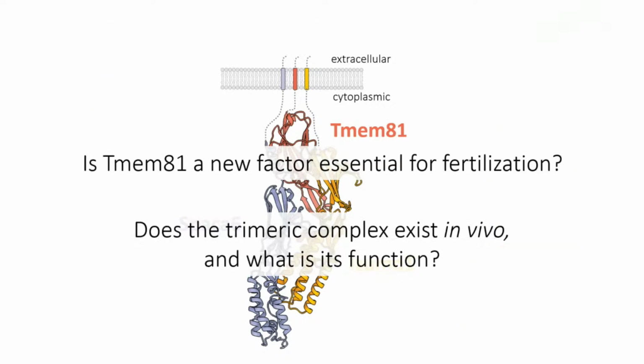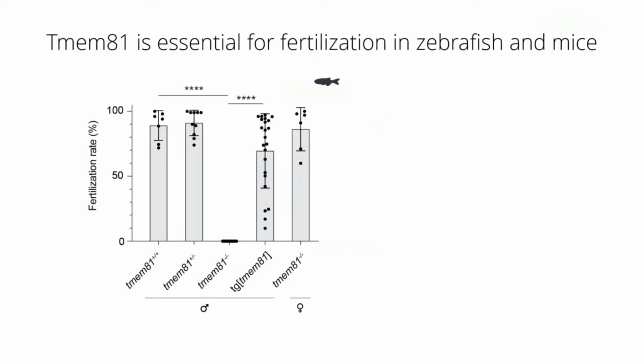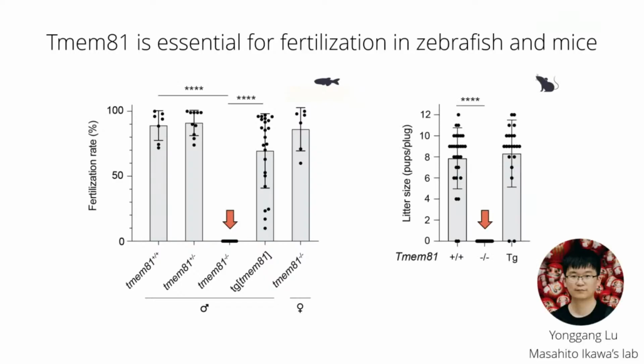So the immediate questions that came up from this were, of course, whether TMM81 is indeed a new essential factor for fertilization, and secondly, whether this trimeric complex indeed exists and what its function might be. The first is very simple. We generated a knockout in fish and realized that males are sterile, females are completely fine, exactly how we had predicted from a sperm-expressed transmembrane protein. Our collaborators in Japan, in Masahito Ikawa's lab, in particular Yonggang Lu, did amazing work there in mouse and also generated mutants in mice and could show that they're completely sterile as well.